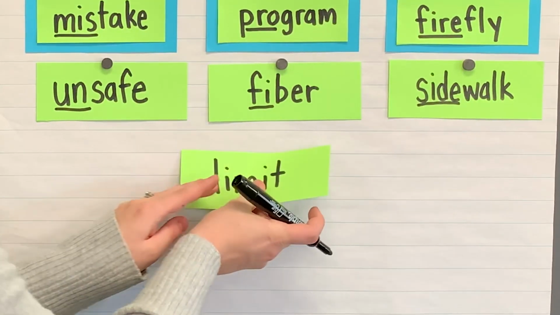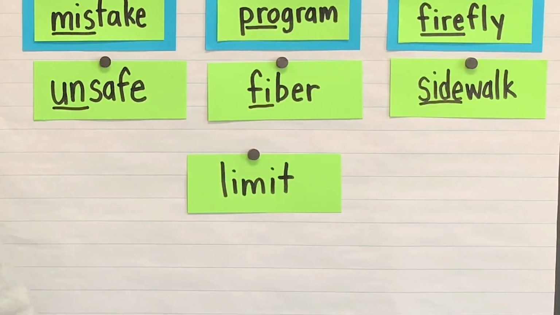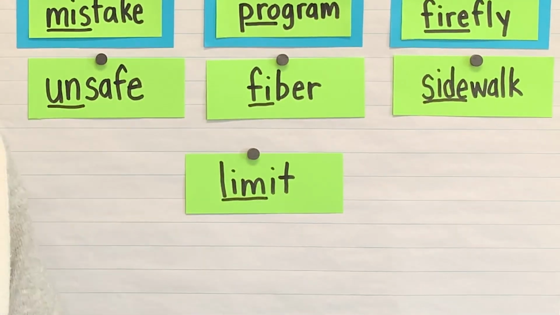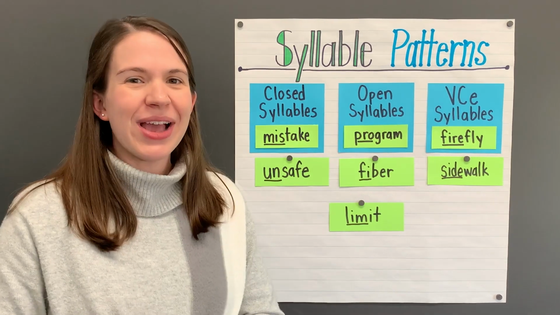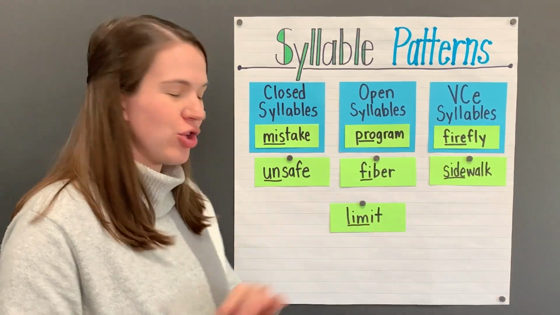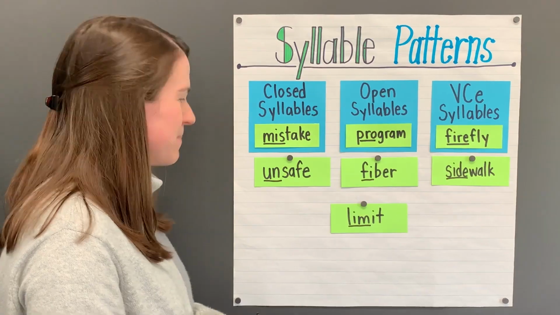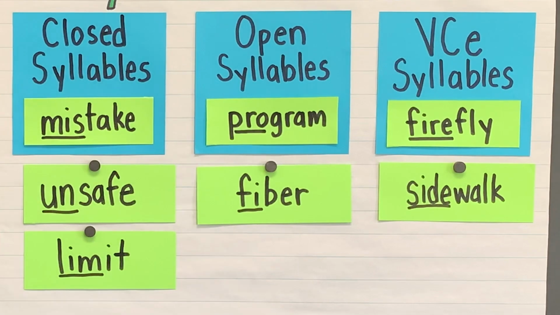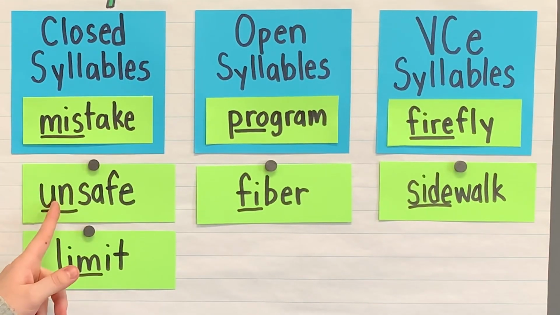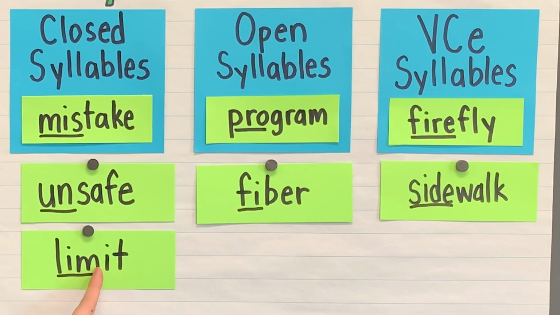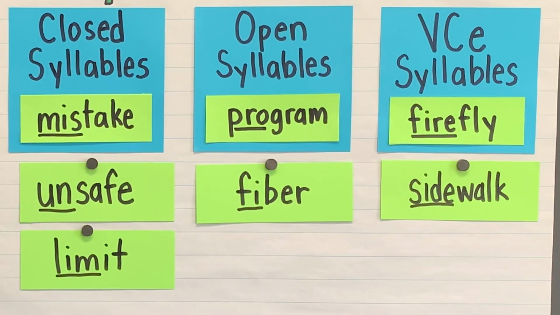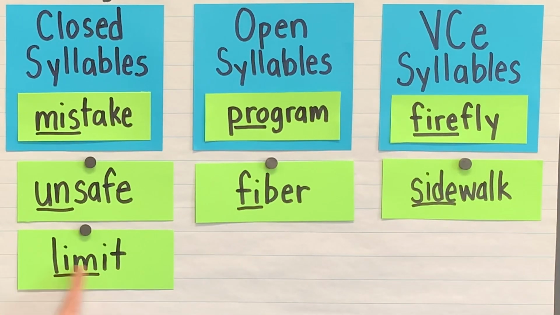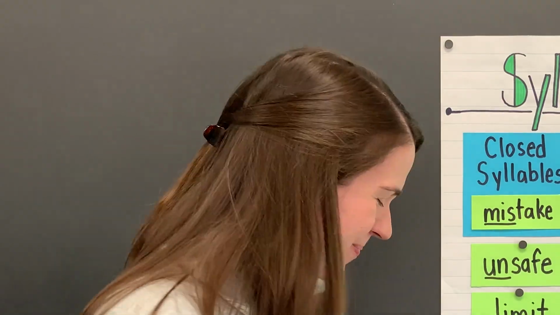Let's try another one. Here we go. This word has the first syllable of limb. Looking at that syllable, what column would you put this in based on the pattern you see in that syllable? This word belongs in the closed syllable column because just like in the syllables miss and un, the syllable limb has a vowel followed by a consonant which ends the syllable. Let's read this word together. Limit, limit.